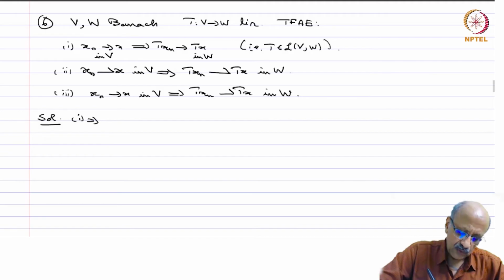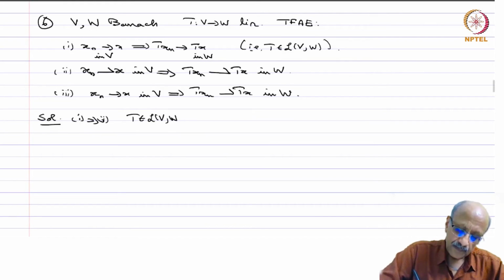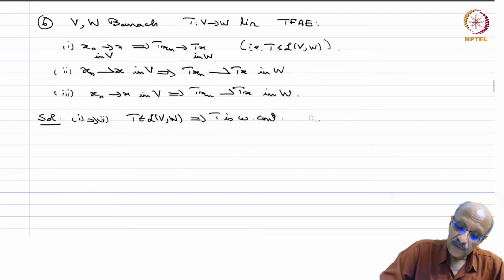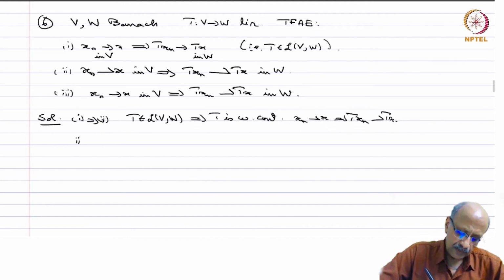1 implies 2. So T belongs to L(V, W) implies T is weakly continuous. Therefore Xn converges weakly to X implies Txn converges weakly to Tx. So that implies 1 implies 2. Now 2 implies 3.